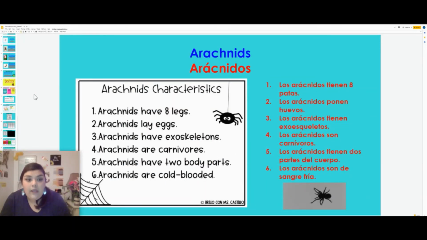Next, we have the arachnids. This is the same page that we saw on Monday. They have 8 legs. They lay eggs. They have exoskeletons. They are carnivores, which means that they eat other insects or arachnids. They have 2 body parts, and they are cold-blooded, okay? With just those 2 lists, I was able to get a lot of information about each of these types of animals, and some of them sounded very, very similar.